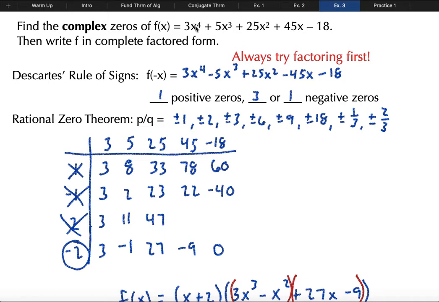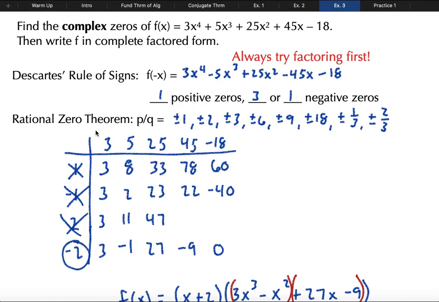Notice the degree of this function is 4. So if I have 1 positive real 0 and 3 negative real zeros, that's 4 total real zeros. So that's one possibility. Or you could have 1 positive and 1 negative for a total of 2 real zeros, and that would just mean the other 2 would have to be complex. Okay.